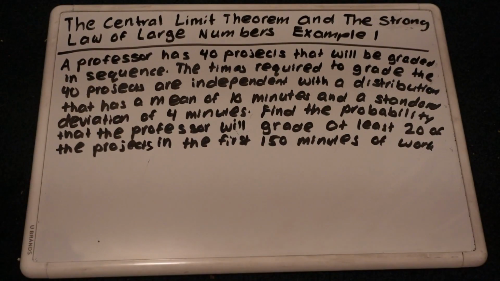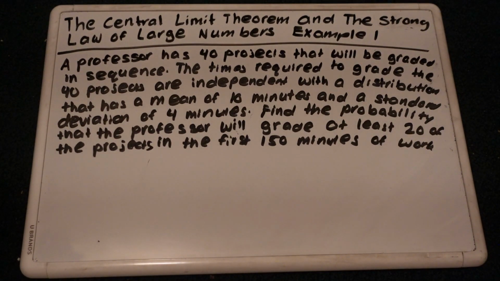So in this video, I'll be doing an example of the central limit theorem and the strong law of large numbers problem in probability. A professor has 40 projects that will be graded in sequence. The times required to grade the 40 projects are independent with a distribution that has a mean of 10 minutes and a standard deviation of 4 minutes. Find the probability that the professor will grade at least 20 of the projects in the first 150 minutes of work. This is an example of a central limit theorem problem.